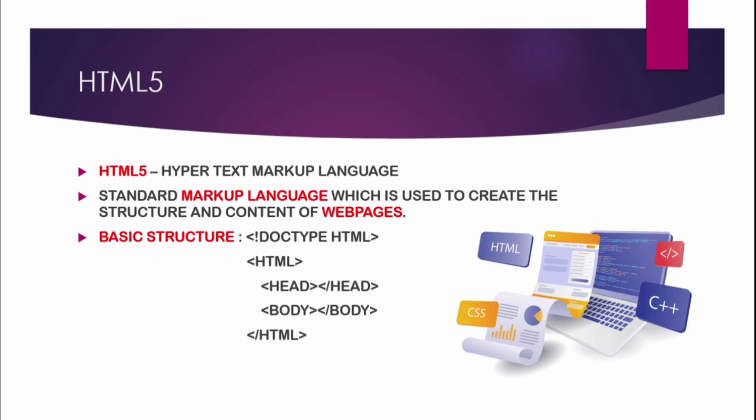So here you can see the basic structure. You can see here the doctype HTML. This mentions that the document type is HTML, and we have the main HTML tag. Then we have the head tag where we add our meta elements, as well as our title tag for the website. Then we have the body tag, inside which we will write all the HTML5 code that will be displayed in the browser, and we will end it with an HTML closing tag.